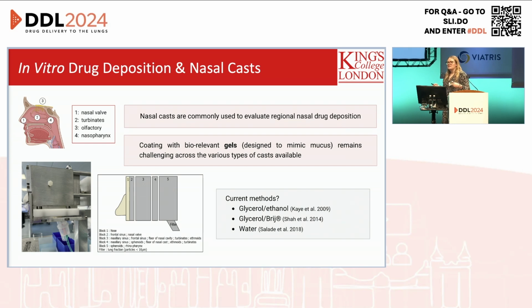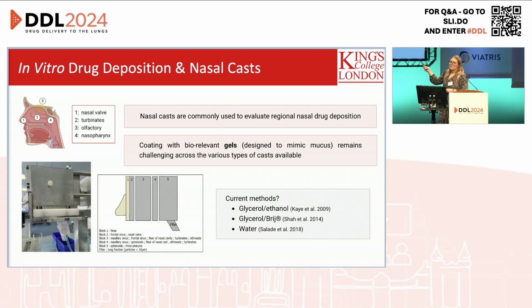What's common with these casts is that they're very difficult to coat with something that represents the mucosal lining. So what I've developed, at the start of my project, is a nasal mucus simulant to try and coat these casts with. And hopefully we can see some difference between the current methods, so the simple coating methods like glycerol-ethanol, glycerol, and water, and a complex mucus containing mucins, something that represents the more rheological properties of nasal mucus, to see whether this has an effect on nasal deposition.